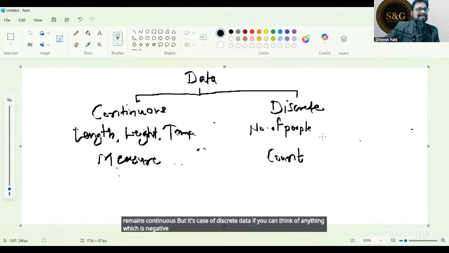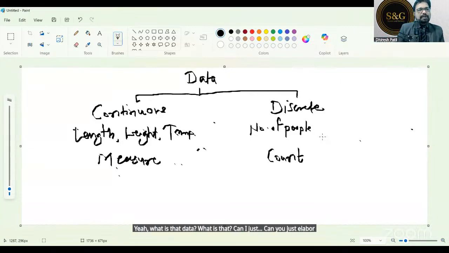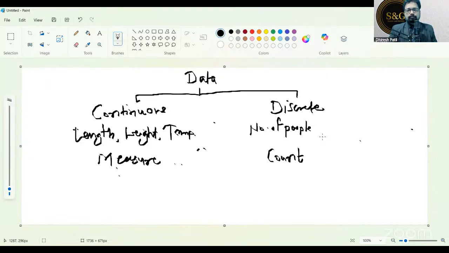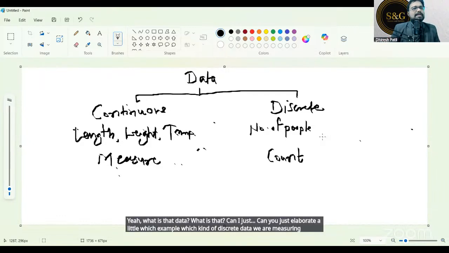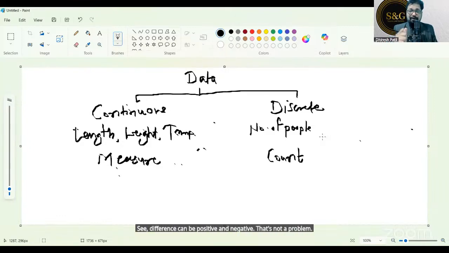two sets of discrete data, which is our new set of data. Yeah, what is that data? Can you just elaborate a little? Which example? Which kind of discrete data are we measuring? See, difference can be positive and negative. That's not a problem. But what kind of data are we counting? That is what we are dealing with here.